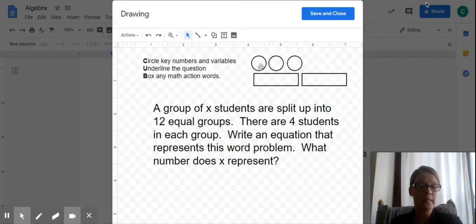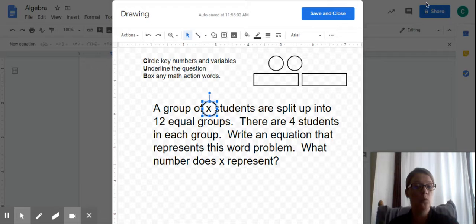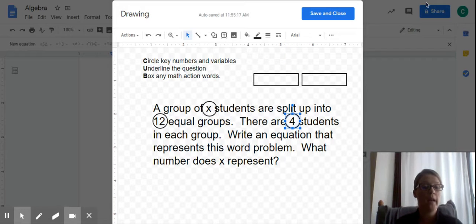A group of X students, X is your variable, are split up into 12 equal groups. 12 is important. There are 4 students in each group. Write an equation that represents this word problem. And what number does x represent?